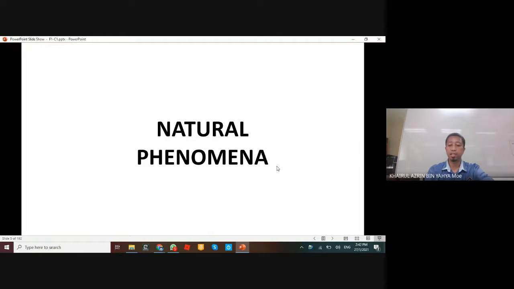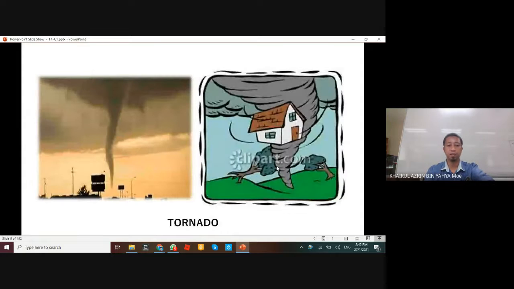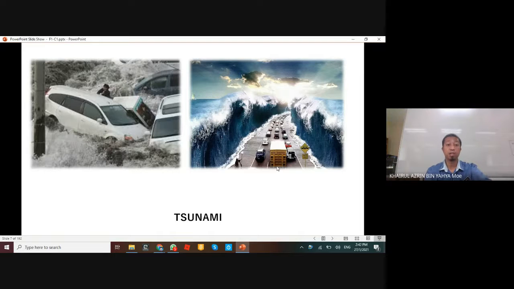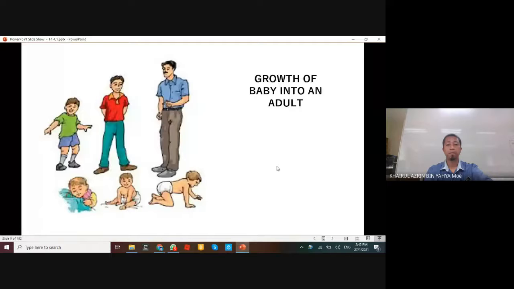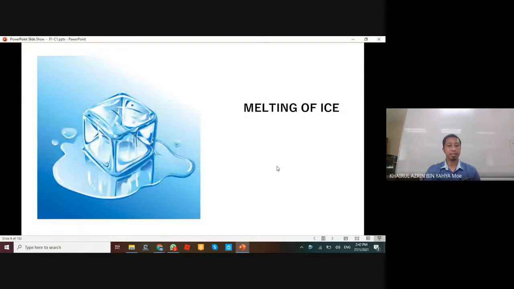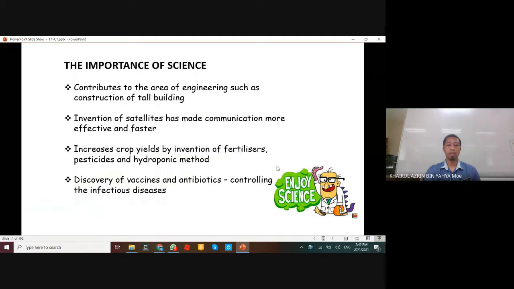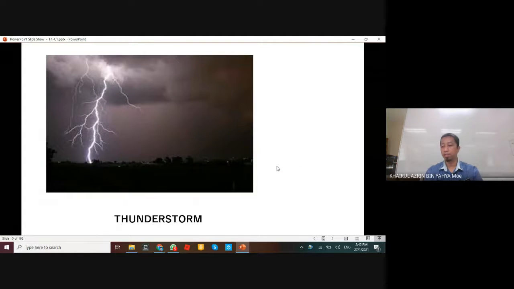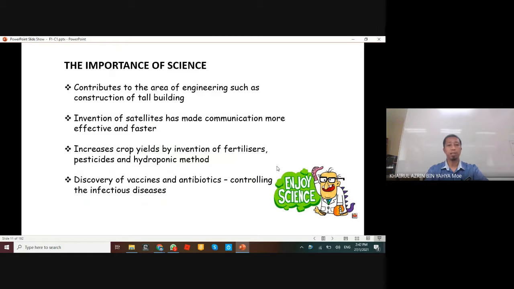Natural phenomena. What is natural phenomena? These are some examples of natural phenomena. This is a tornado. And this is a tsunami, which happened in Malaysia. And then the growth of a baby into an adult is also a natural phenomenon. Melting of ice, thunderstorm. These are some examples of natural phenomena. What are not examples of natural phenomena? Maybe a building, like the KLCC building. That is not a natural phenomenon, it is man-made.